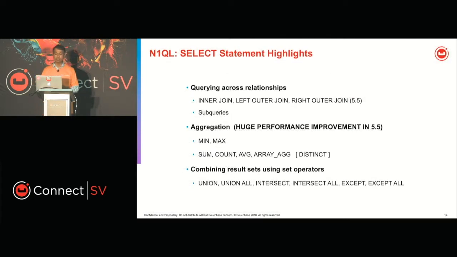So I'll go through quick highlights on the statements, and then we'll get into 5.0 and 5.5 features. In terms of the joins, we support inner join, left outer join, and a limited amount of right outer join starting with 5.5. We support correlated and non-correlated subqueries as well. Aggregation: min, max, sum, count, average, and array aggregation as well to aggregate the arrays. And this aggregation performance has improved dramatically in 5.5 if you have the right index, an index that covers the query. In terms of set operators, union, union all, intersect, intersect all, except, except all work just like the standard relational operations.